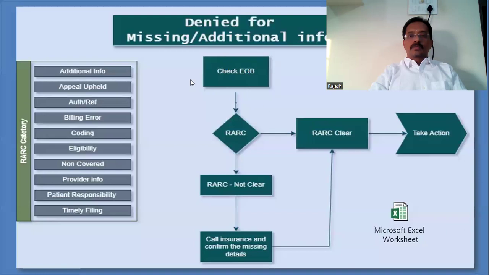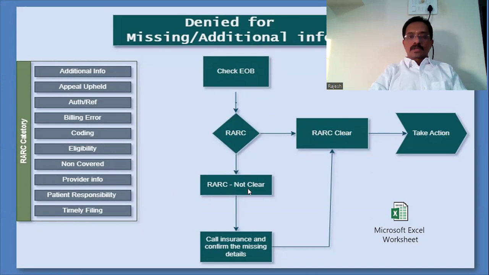What you need to do is go to the check EOB, then identify the RARC code. If the RARC code is not posted by your payment posting team, go back to them and ask them to post it. Don't call for the RARC code, that's a waste. Then check the RARC code. If the RARC code is very clear, you take action.